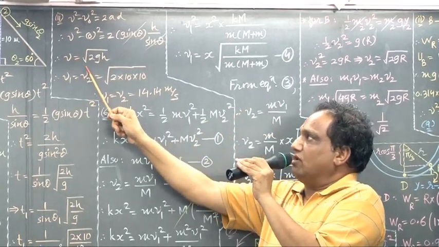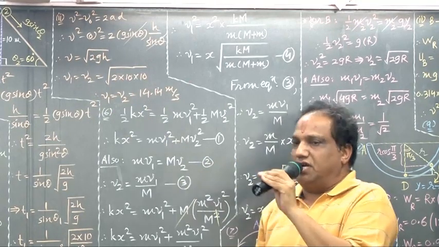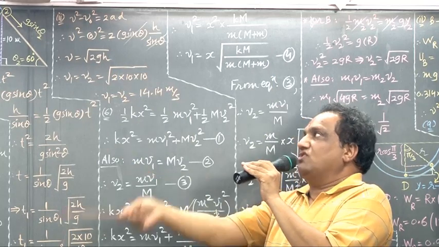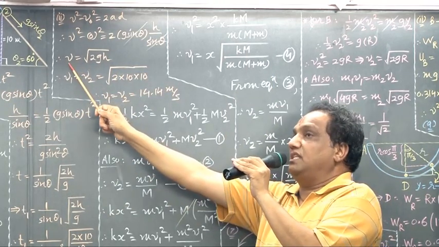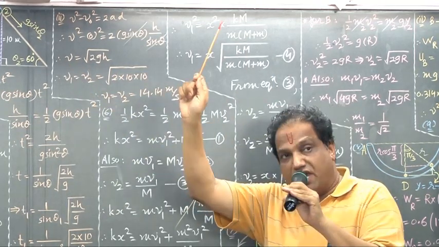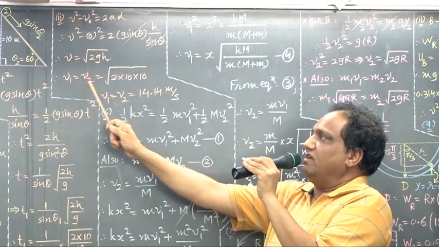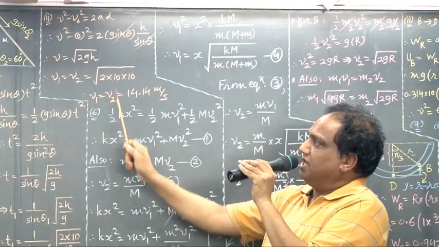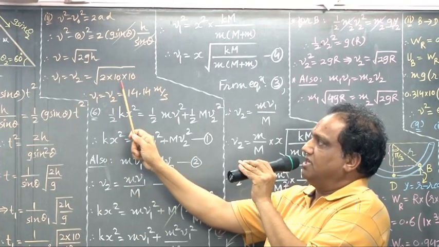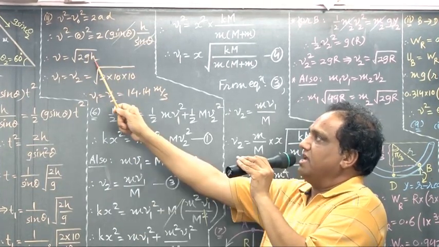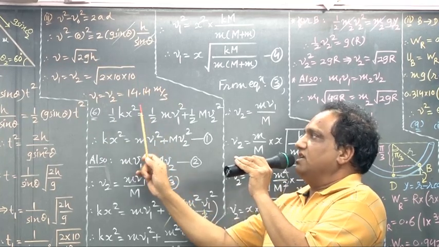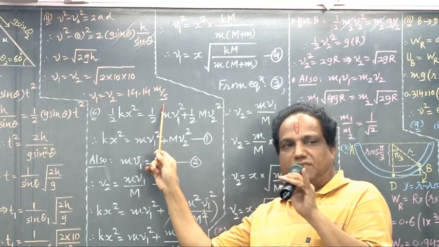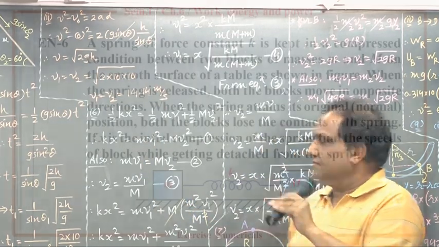Taking square root, v equals under root 2gh. G is constant, h is constant for both the bodies. So for both the bodies, the velocity at the bottom of the slope would be same. That's why it is written here v1 equals v2, and both of them are equal to under root of 2gh. G is 10 meter per second square, h height is 10 meter. Simplify, answer is 14.14. Unit of velocity is meter per second. Correct? Next.